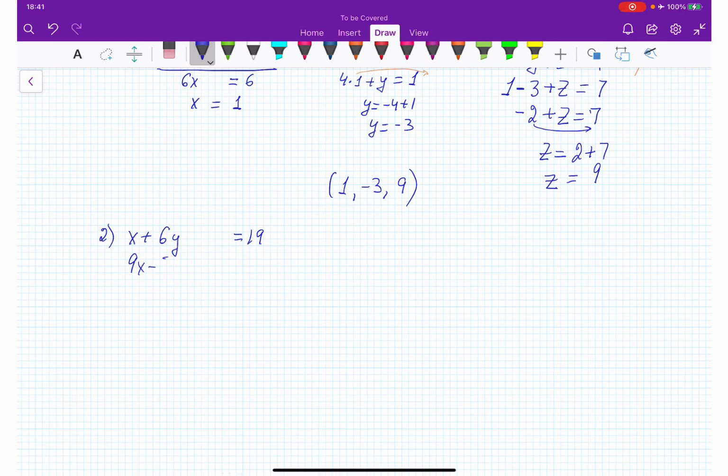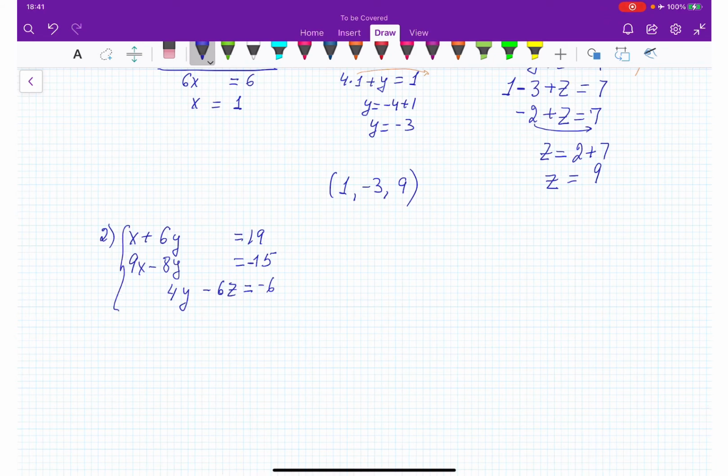minus 8y is equal negative 15. And we have 4y. As you noticed, I'm trying to write down x under x, y under y, z under z, is equal negative 6. Okay.